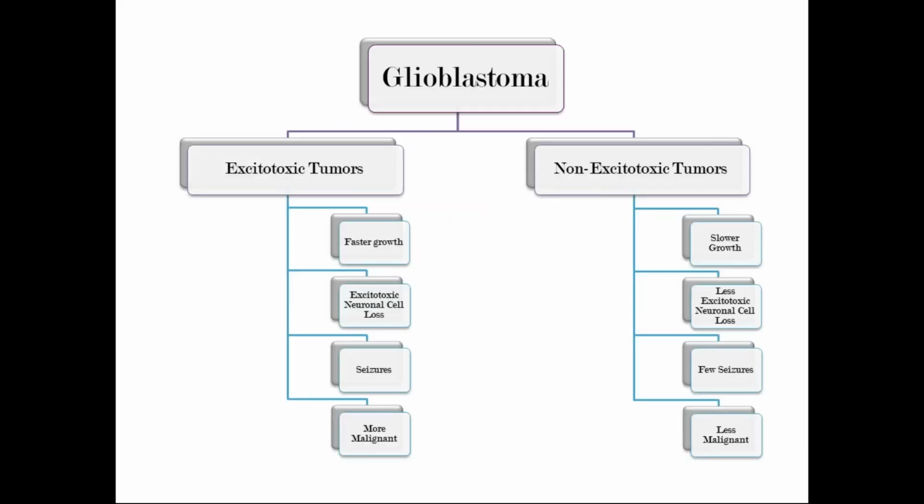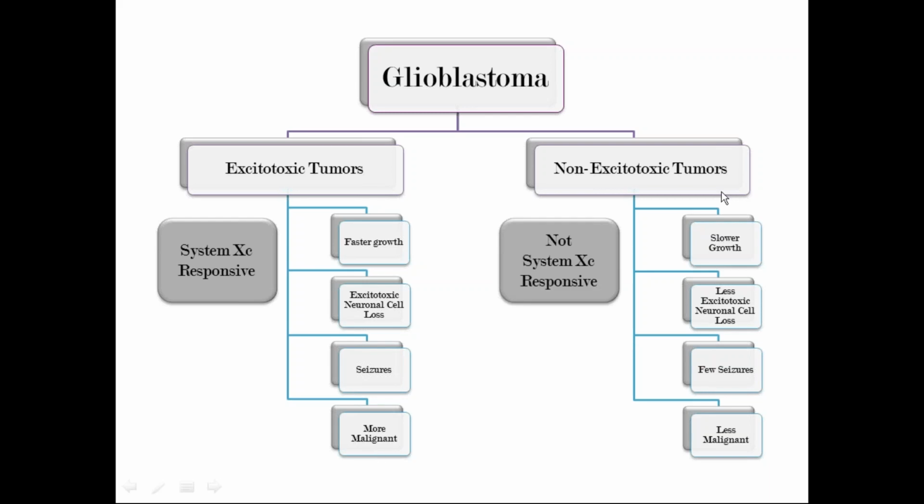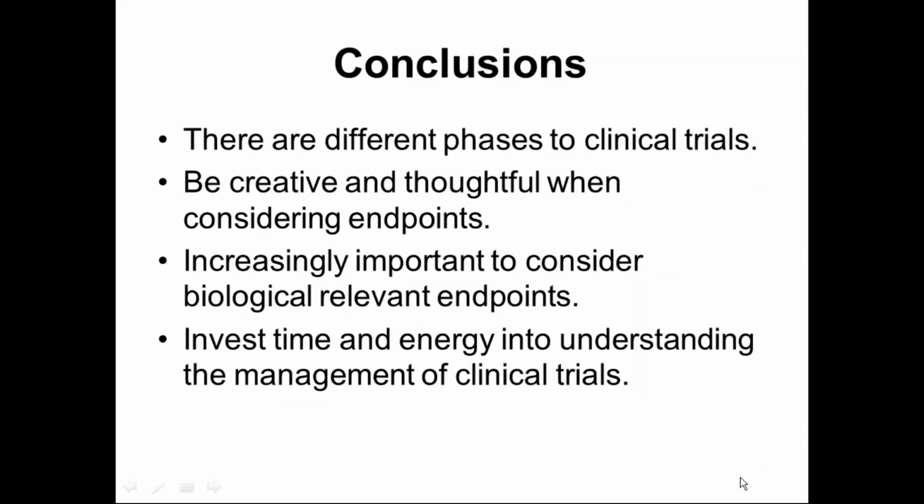And so at the end of the day, we characterized this population of patients with this disease called glioblastoma as those that fall into the excitotoxic tumors, meaning they're System XC responsive. These grow faster. They have excitotoxic neuronal loss. They have seizures, and they behave in a more malignant fashion, versus those that are not, which are non-excitotoxic tumors and actually confer a bit better prognosis.